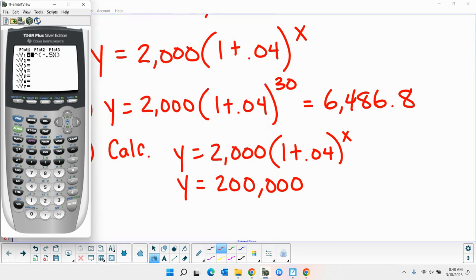All right. So we're going to go y equals 2,000, 1 plus 0.04 to the x. Make sure you put that in right. And then 200,000. Go to your table. Oh, I already got it at 60. But it's above 200,000, isn't it? So I got to go up a little bit.